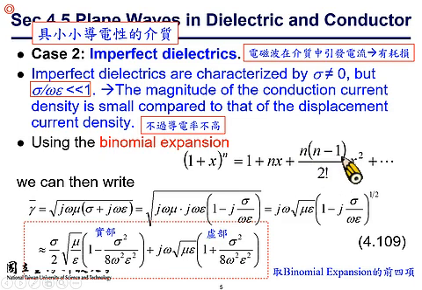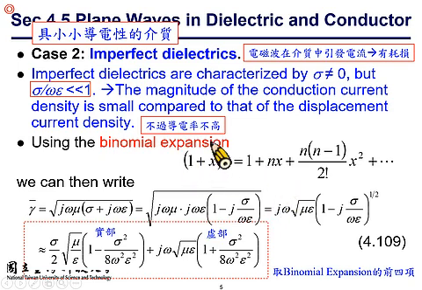times x squared, and you can express for x to the third, x to the fourth, things like that. So using the binomial expansion, the expression for the propagation constant can be modified as this, which can be expressed as this. And we already know that sigma over omega epsilon is much smaller than 1. Then we can use the so-called binomial approximation. Not only the binomial expansion, we will use binomial approximation.